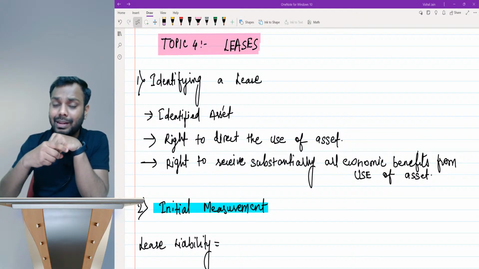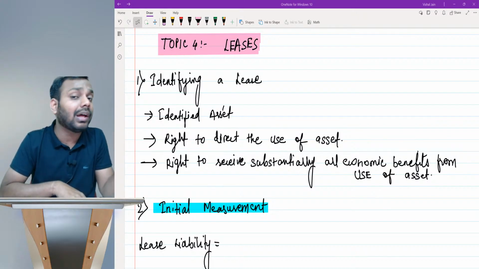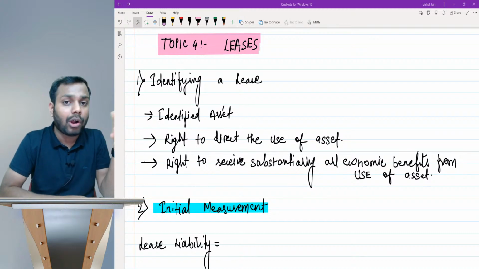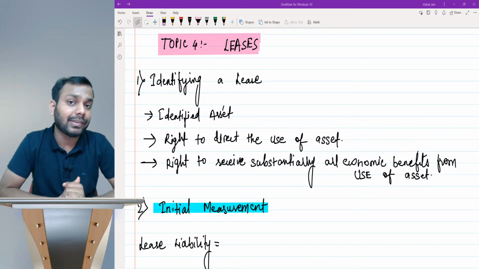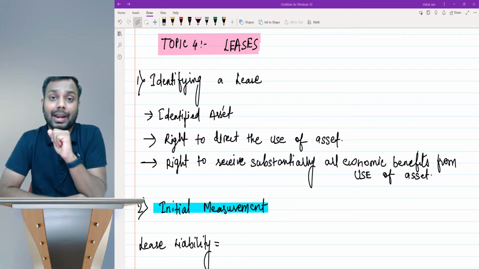Is that clear, guys? Leases. Now, how to identify whether a contract constitutes a lease contract? Because not all the contracts are a lease contract, right? But how to identify whether this contract is a lease contract? So it should have 3 characteristics. What are the 3 characteristics?